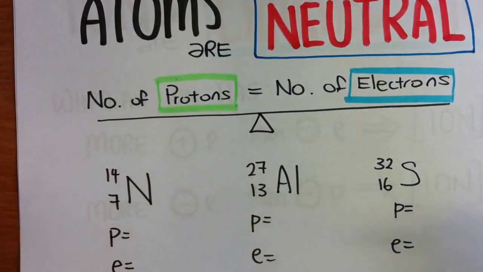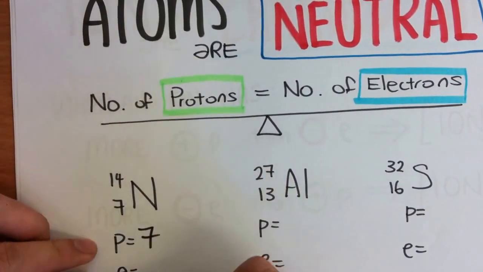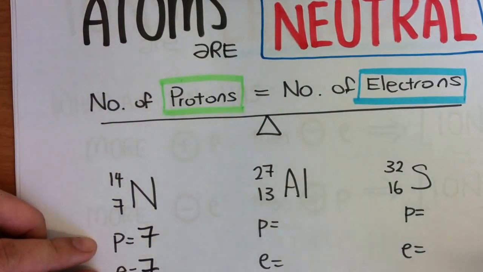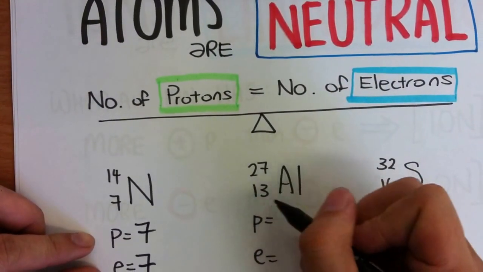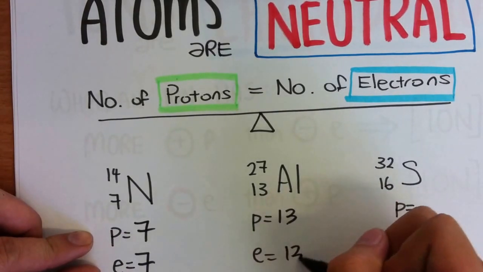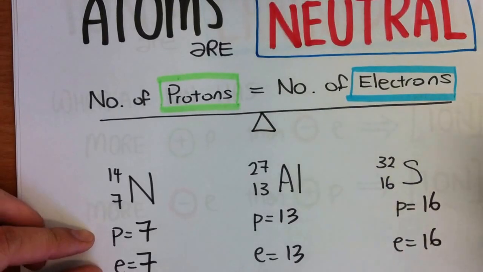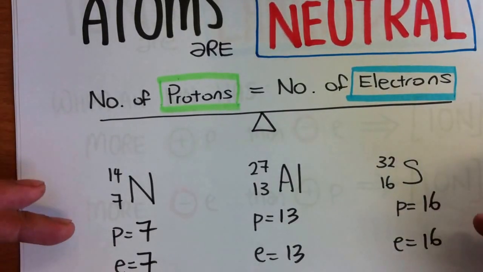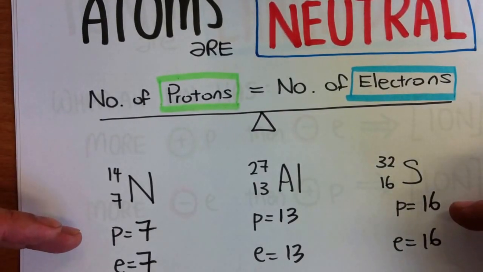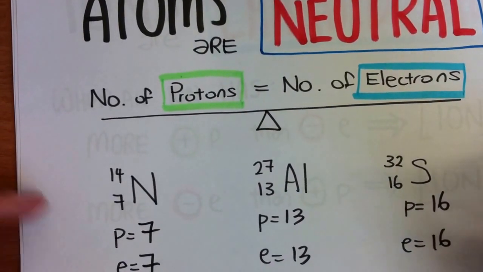Okay, so based on the last lesson, if this is an atom with 7 protons, electrons should also be 7. Aluminium has an atomic number or proton number of 13, so 13 protons and 13 electrons must be the same. 16 and 16. So these are basically atoms. Atoms, total number of protons, positive, and electrons, negative, balance out. They are the same.